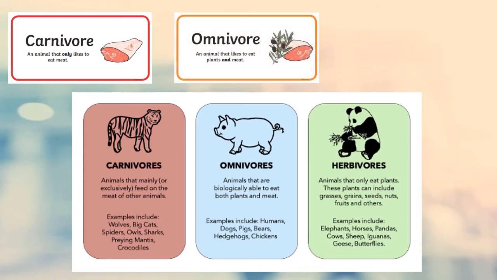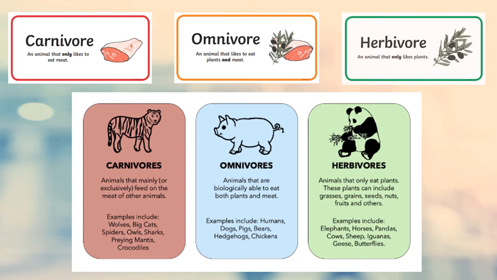Omnivores are animals that are biologically able to eat both plants and meat. Examples include humans, dogs, pigs, bears, hedgehogs and chickens. And herbivores are animals that only eat plants. These plants can include grasses, grains, seeds, nuts, fruit and other plants. Examples of these animals include elephants, horses, pandas, cows, sheep, iguanas, geese and butterflies.